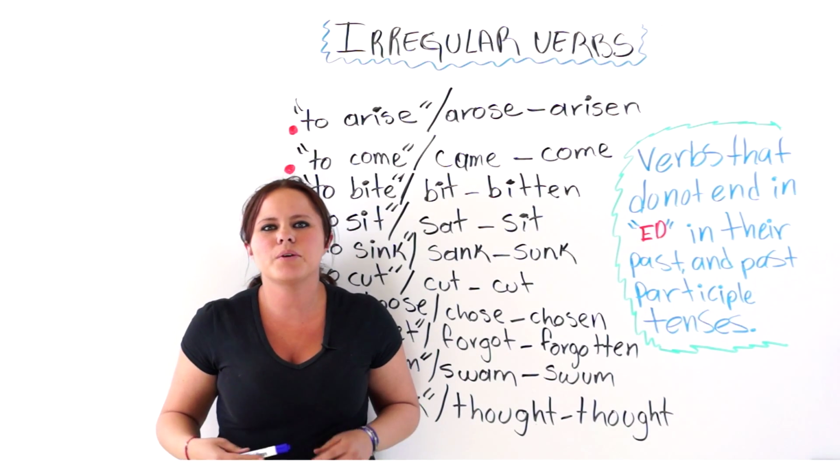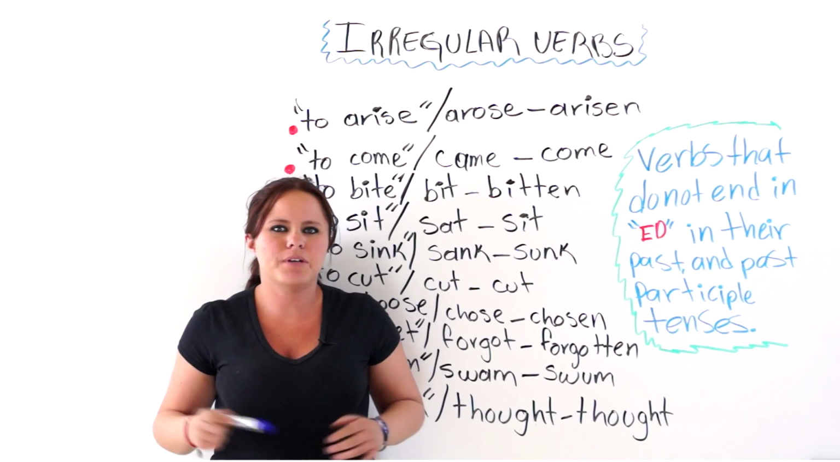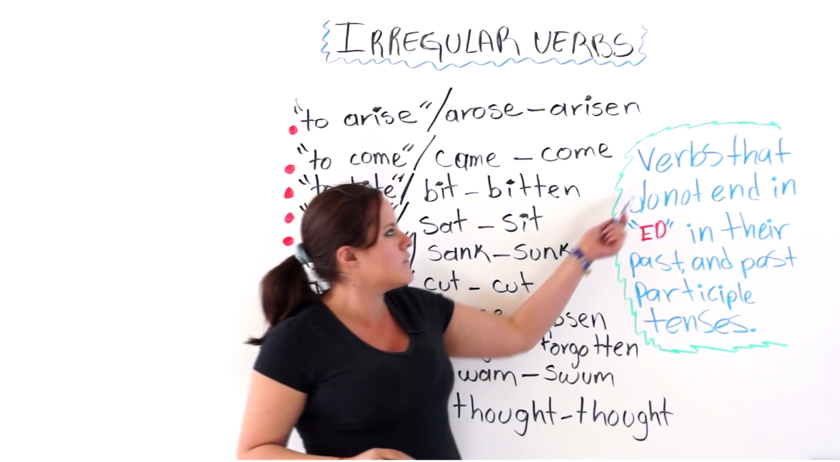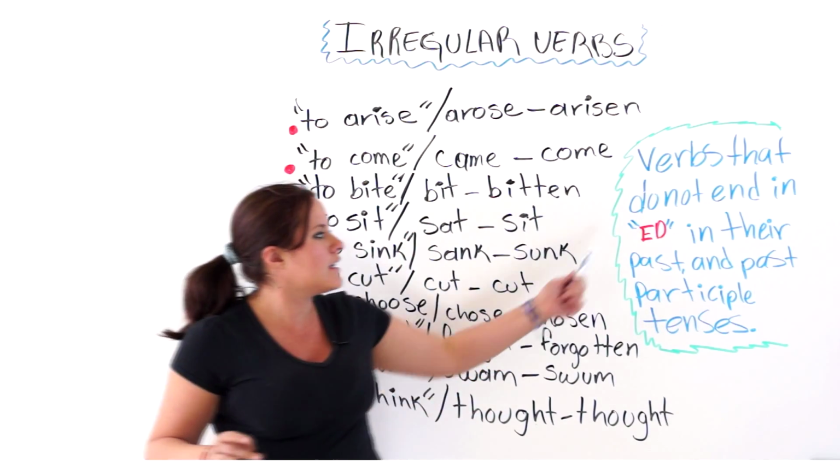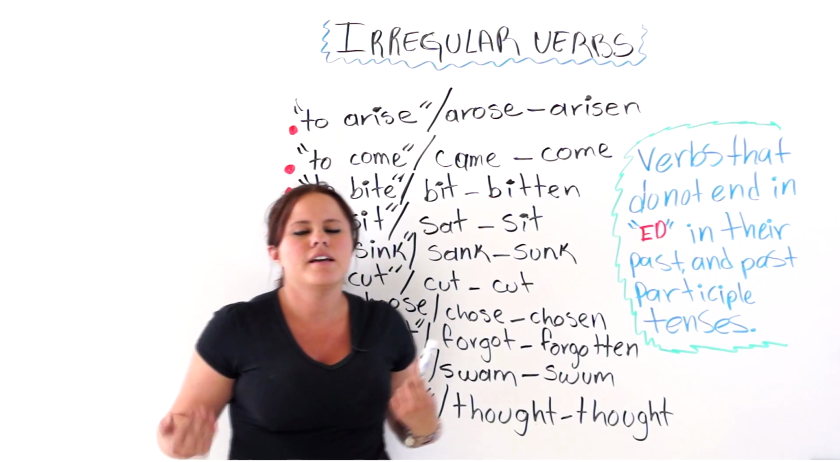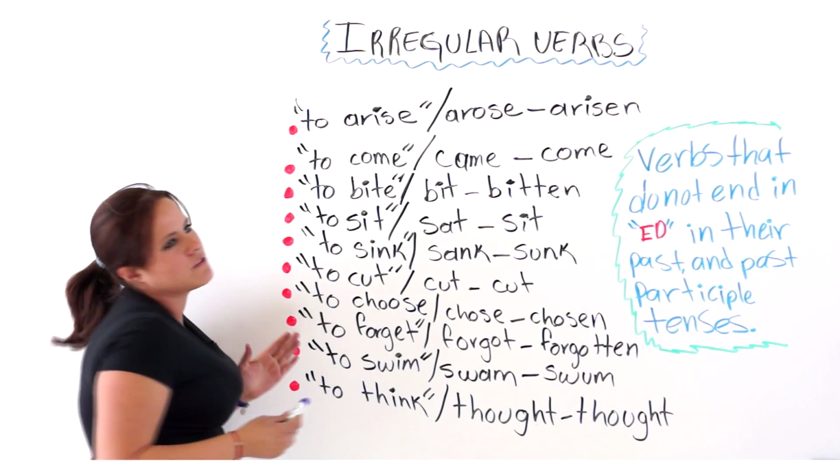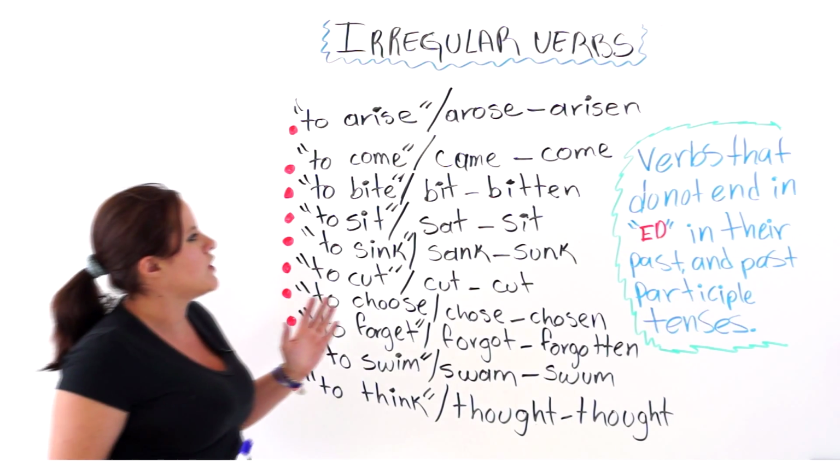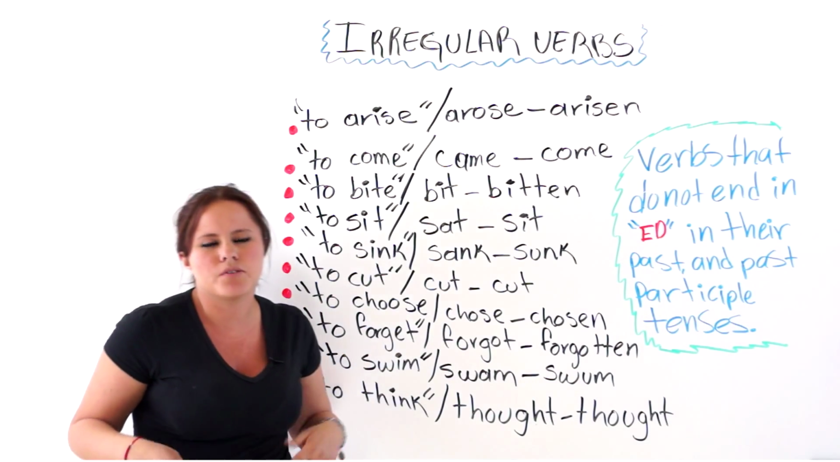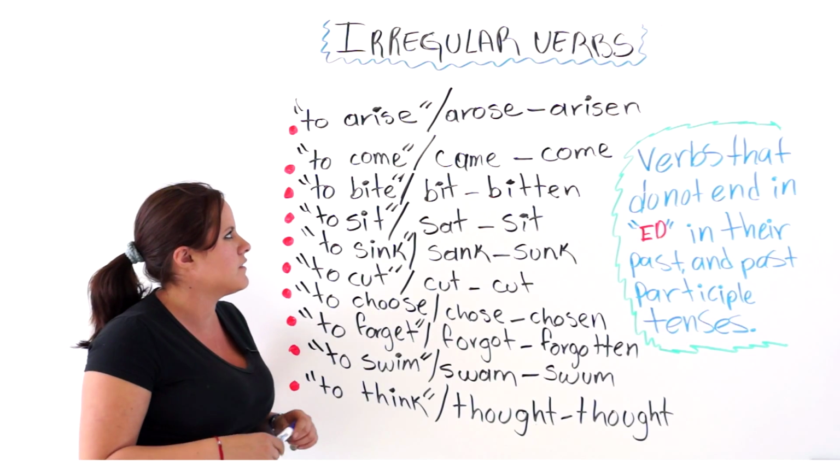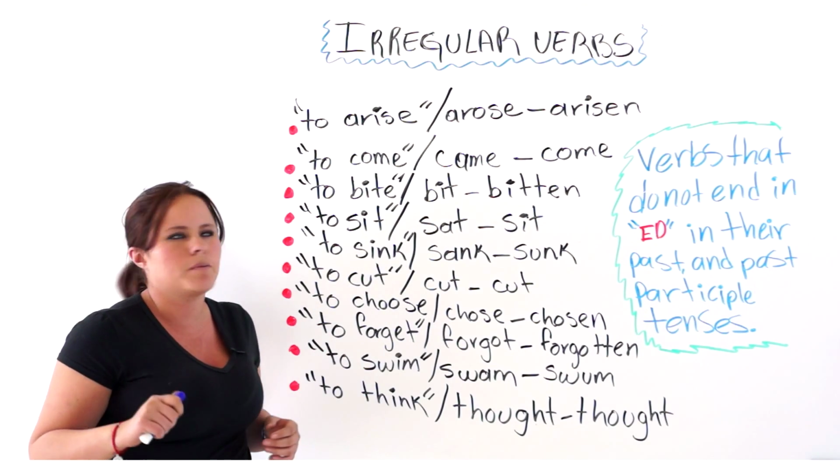In today's class I will be talking to you about irregular verbs, or verbs that do not end in ed in their past and past participle tenses. These may be tricky. There is no rule to change irregular verbs into their past and past participle tenses. You just have to learn them by heart.